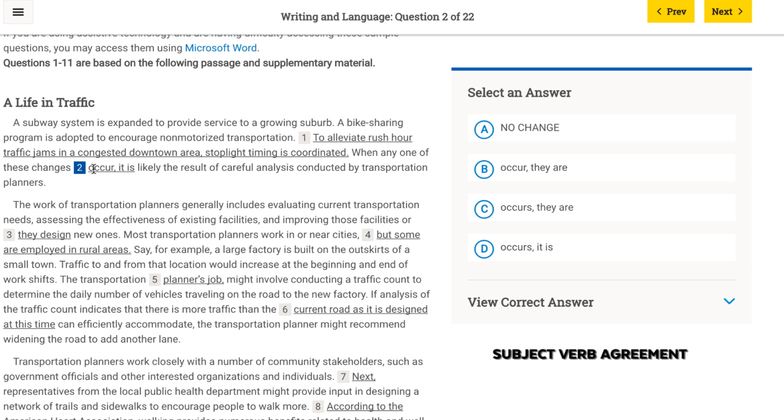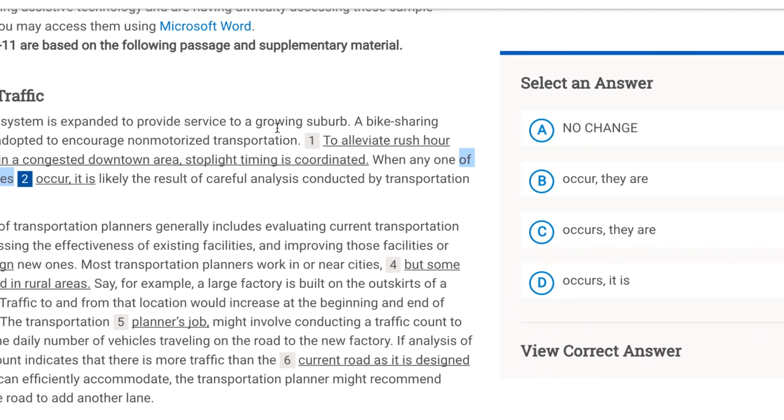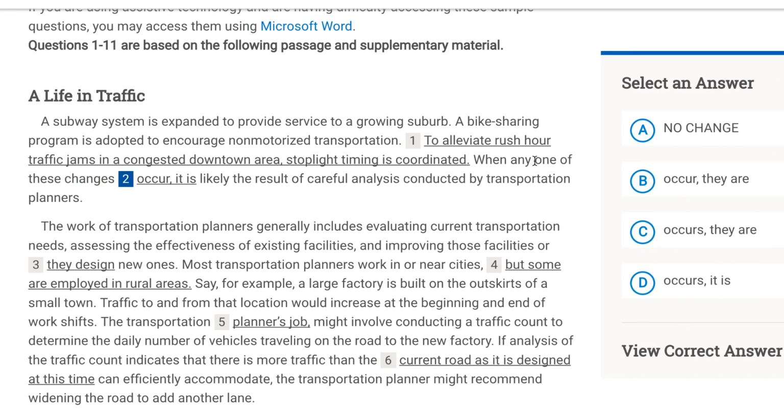So I'm going to go find the subject that goes with occurs. We have when any one of these changes occur. So here's the deal. When I have a prepositional phrase that starts with things like of, I ignore it. So that means I'm ignoring this part that I just highlighted in blue here. And my subject is actually just the word one. When one occur. That sounds pretty bad, so I know it's going to be occurs. It's got to be C or D. You see how I do this?